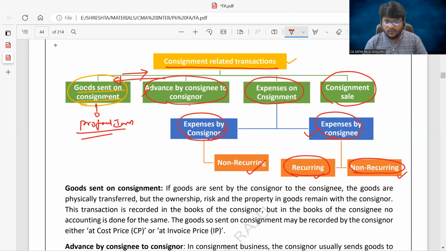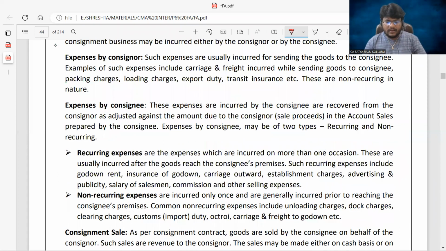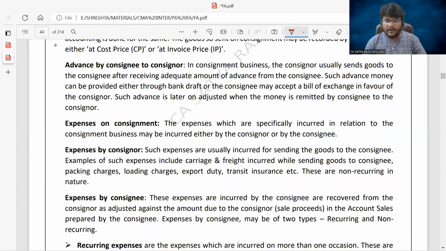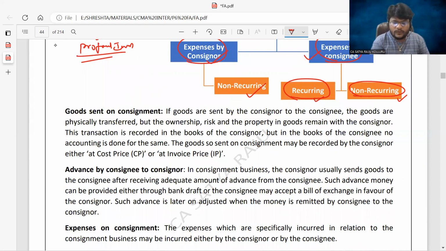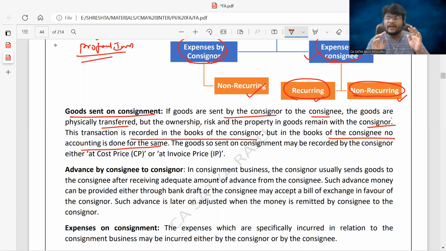Is it okay, guys? All of you relate one by one. Here it is clearly explained. Concentrate, all of you. Let me read quickly. Goods sent on consignment. If goods are sent by the consignor to the consignee, the goods are physically transferred, but the ownership, risk and the property in goods remain with the consignor only. This transaction is recorded in the books of the consignor, but in the books of the consignee, no accounting is done for the same. Sir, that means at the time of sending of goods by the consignor to the consignee, we will pass the journal entry only in the books of consignor, not in the books of consignee.